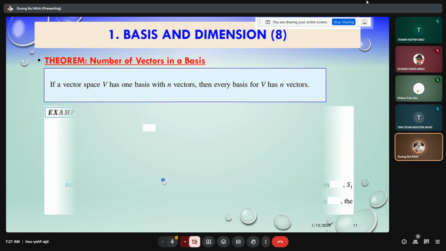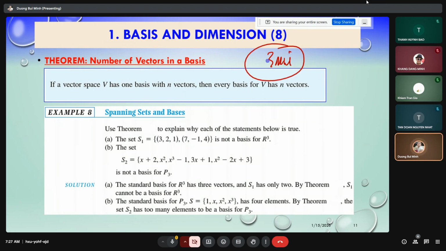One more, we have the theorem. Look, if a vector space V has one basis with n vectors, then every basis for V must have n vectors, right?